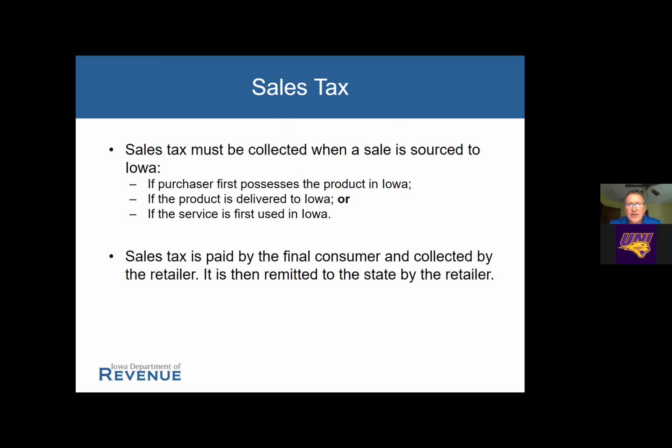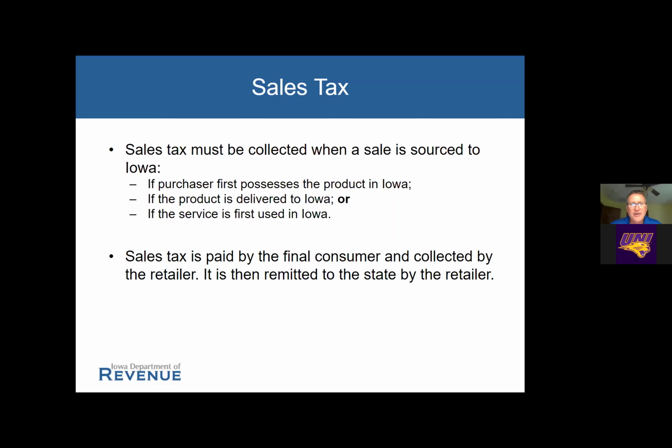With Iowa sales tax, the tax must be collected when a sale is sourced to Iowa. Again, which means if the purchaser first possesses the product in Iowa, or if a product is delivered to Iowa, or if a service is first used in Iowa. So if you're buying something that is taxable, it's going to be subject to sales tax here in Iowa if it is sourced to Iowa, which basically means the first use or where you take possession of the product. Sales tax is paid by the final consumer and collected by the retailer. It is then remitted to the state by the retailer.